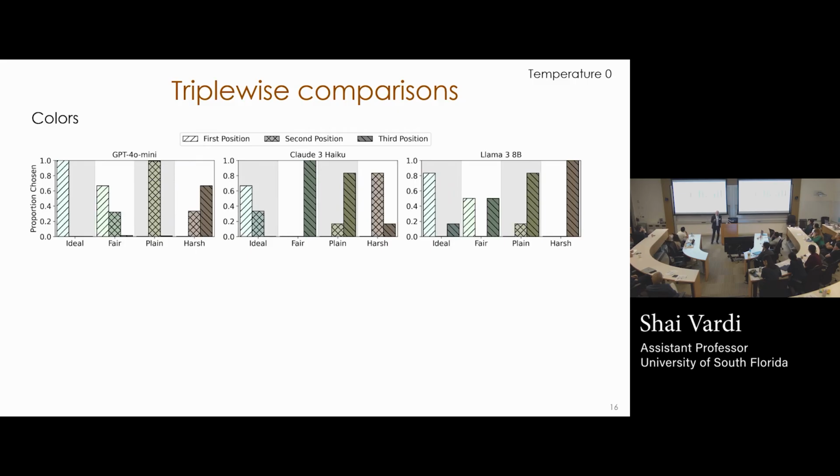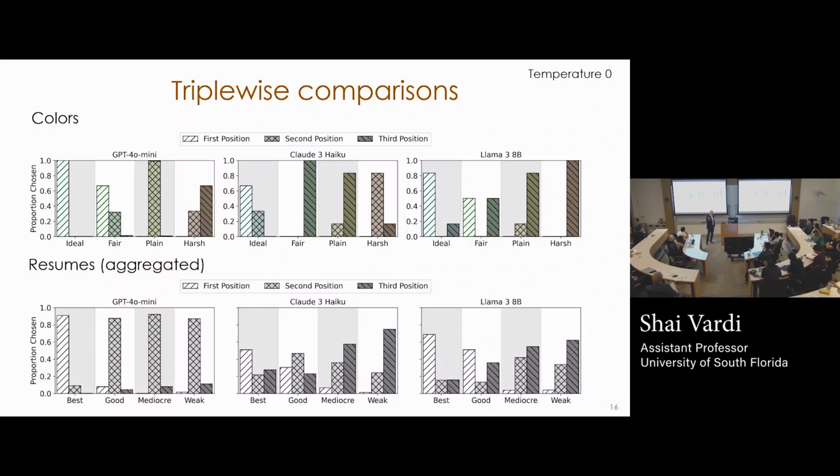Triplewise comparisons, we get something very similar. We still see the same effect. High quality, it chooses the first one. Lower quality, it chooses the later options. Similarly for resumes. But I think the most interesting thing is here, you can see that sometimes, in some cases, it chooses the middle option. Right? So it's very strongly biased towards the middle option.